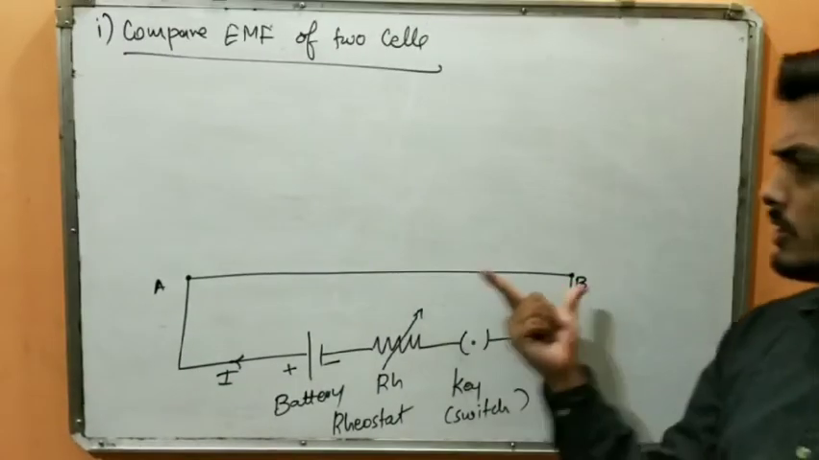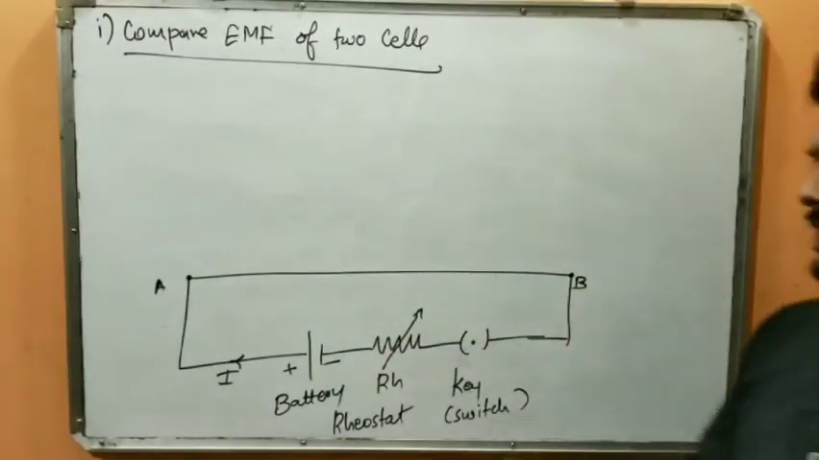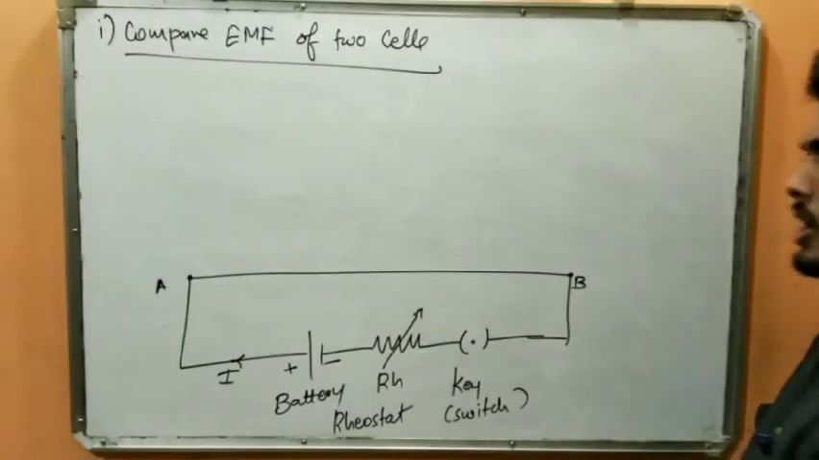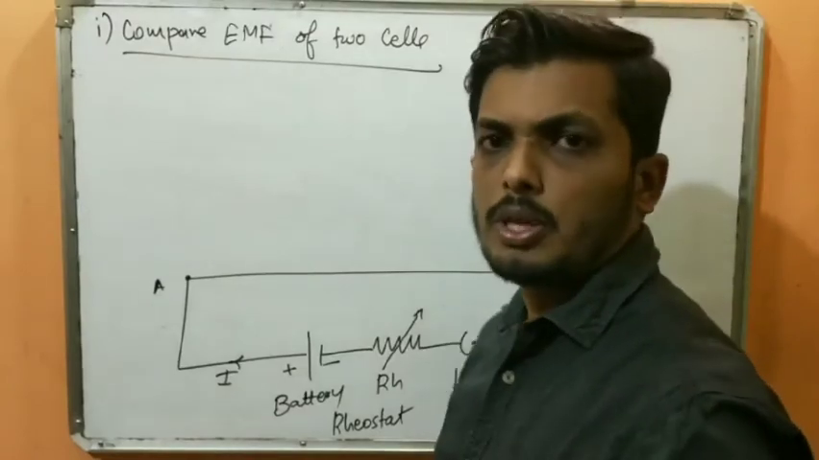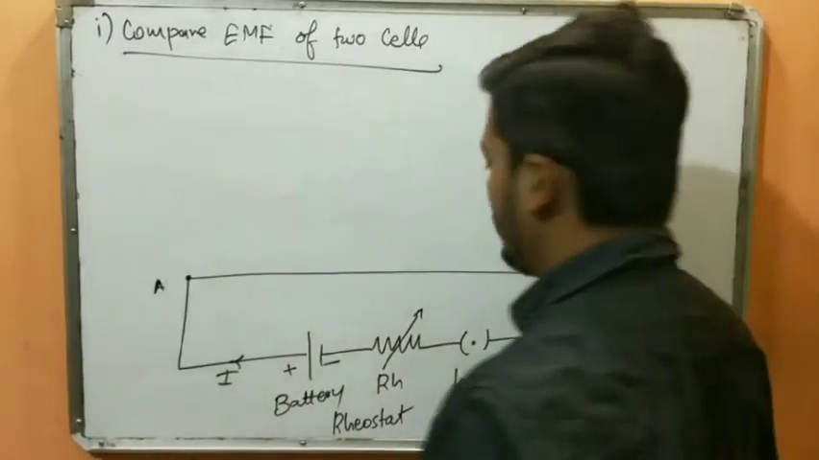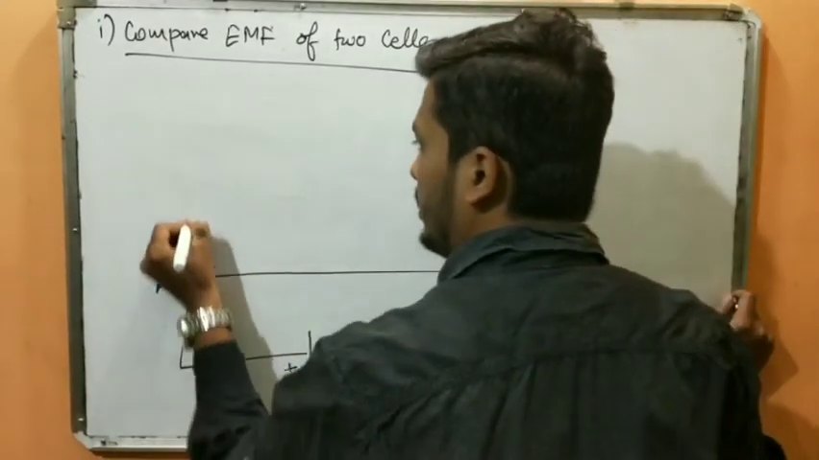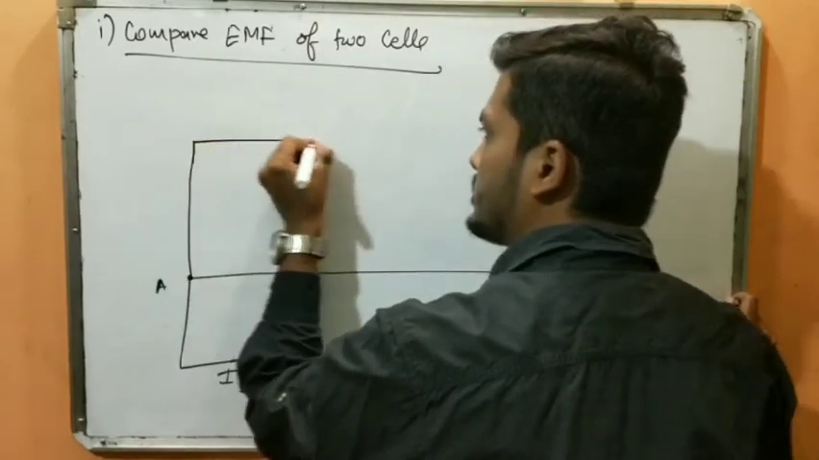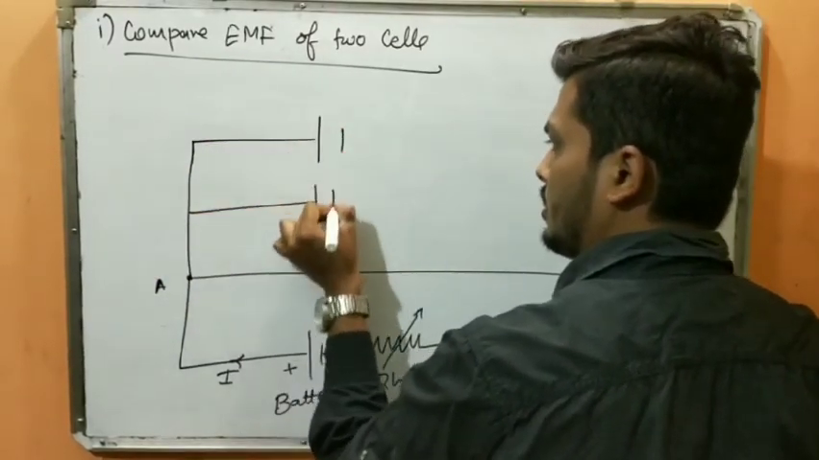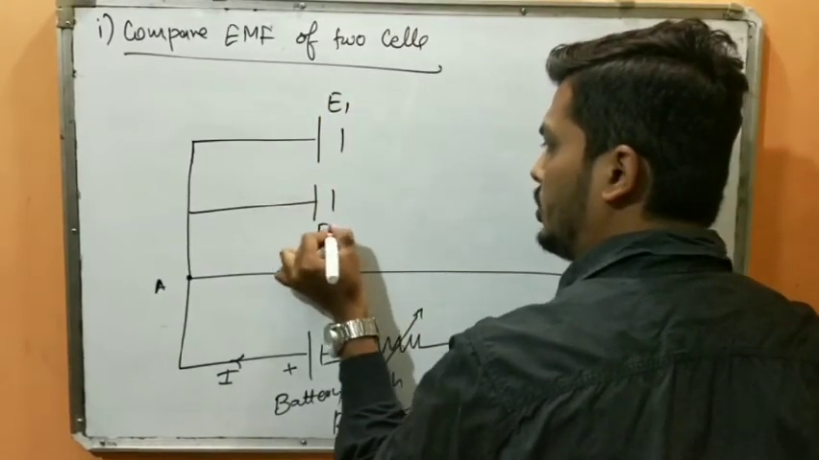Make sure this wire has a uniform cross-sectional area, so that there is no variation in the resistance, because resistance depends inversely on the cross-sectional area and directly on the length of the wire. Now I will connect this with two cells. This is my cell E1 and this is my cell E2.